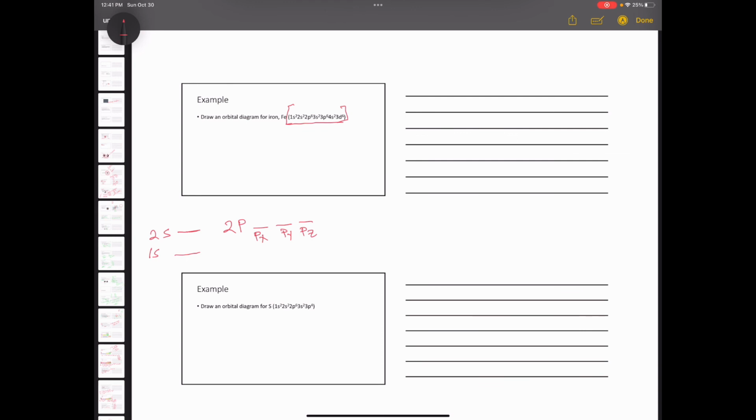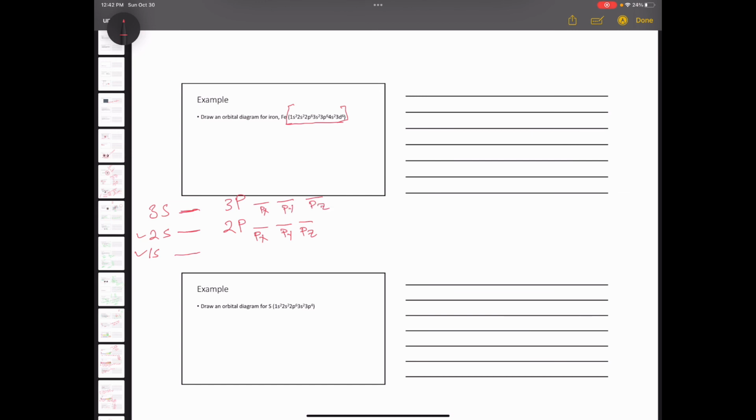Once I have the 1s and the 2s, the next one I have is the 3s, or the third principal energy level. So this one I have 1 because the s always has a single suborbital. And then on the 3s, also on the third principal energy level, I have 3p as well. And that is going to be 1, 2, 3. Same deal, px, py, and pz.